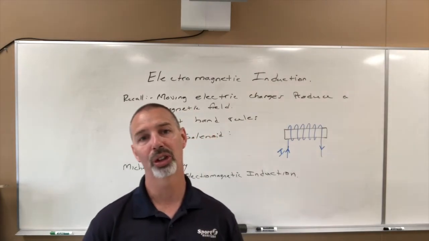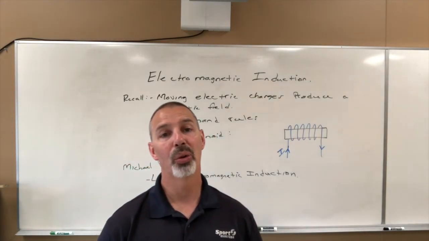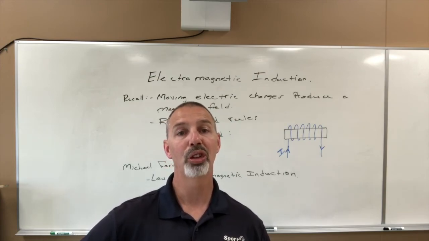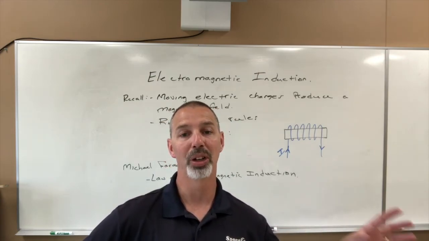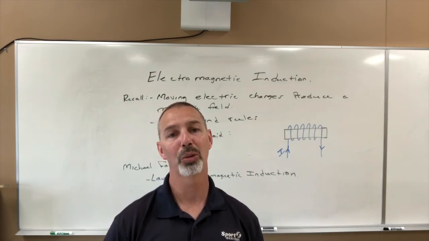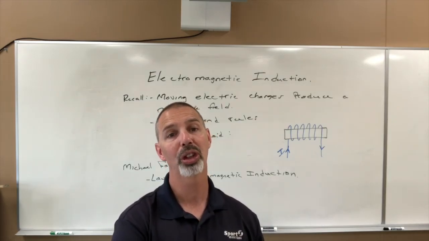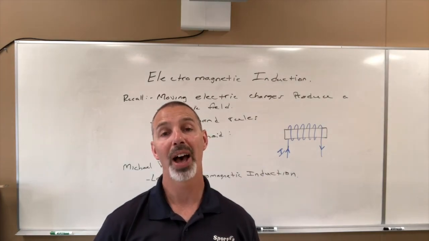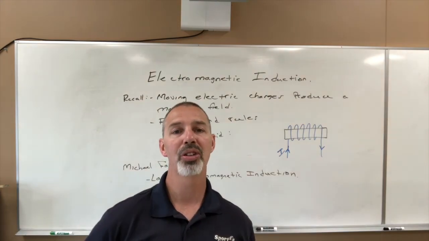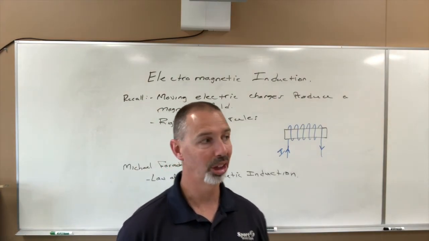Now, inducing current simply means creating current in a circuit by using something else indirectly. When we induce something, it's not a direct thing. All we've been doing so far is we've had a battery or a source of electricity and we've been running the circuit. Well, now how do we create a current in a circuit indirectly, inducing it?